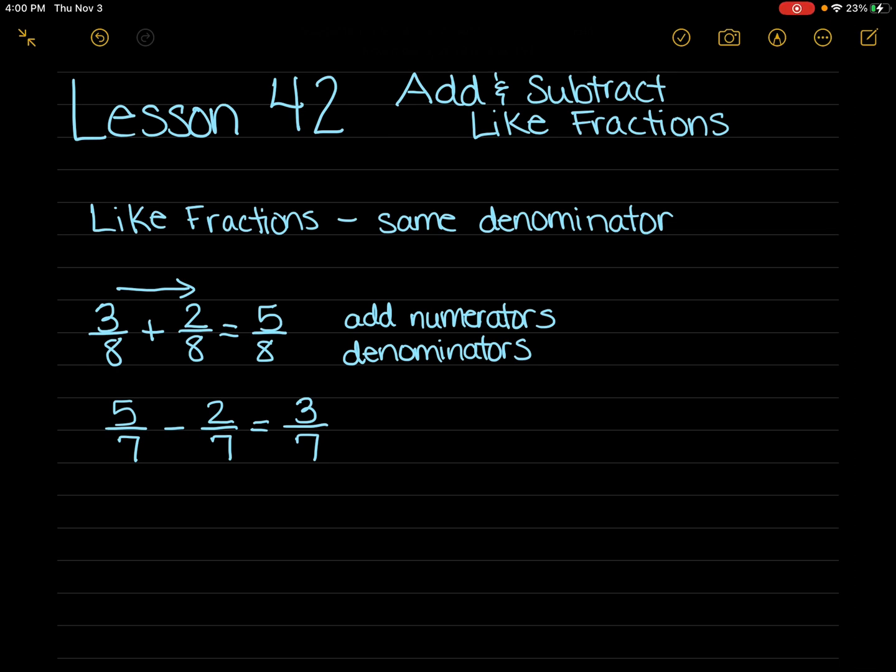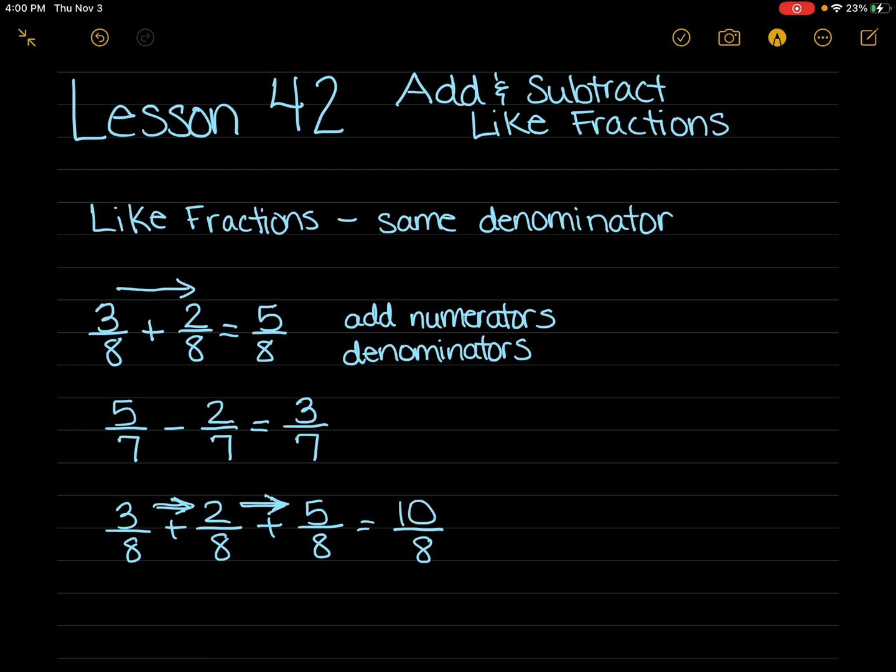Now, what if you had something like 3/8 plus 2/8 plus 5/8? Okay, so I have a whole bunch of 8s there. We still have all the same denominators, so we're just going to leave the denominator the same. And then we're going to add up our numerators on the top. So we have 3 plus 2 is 5, plus another 5 is 10.